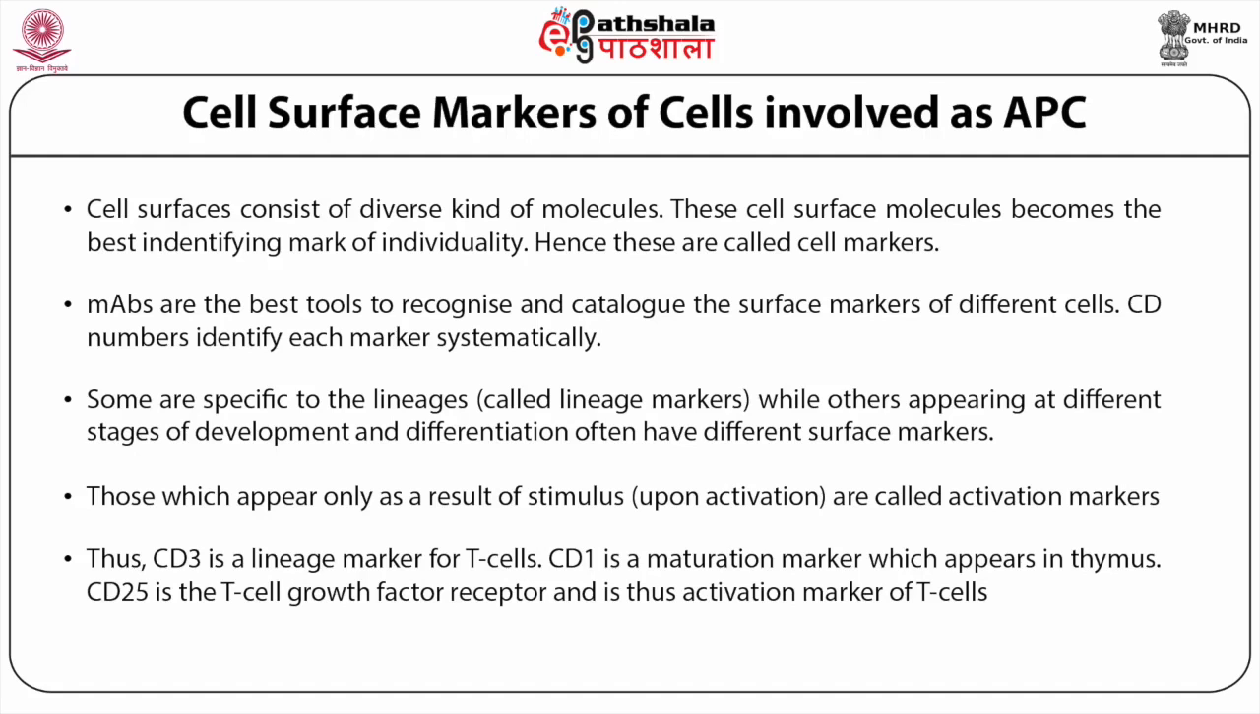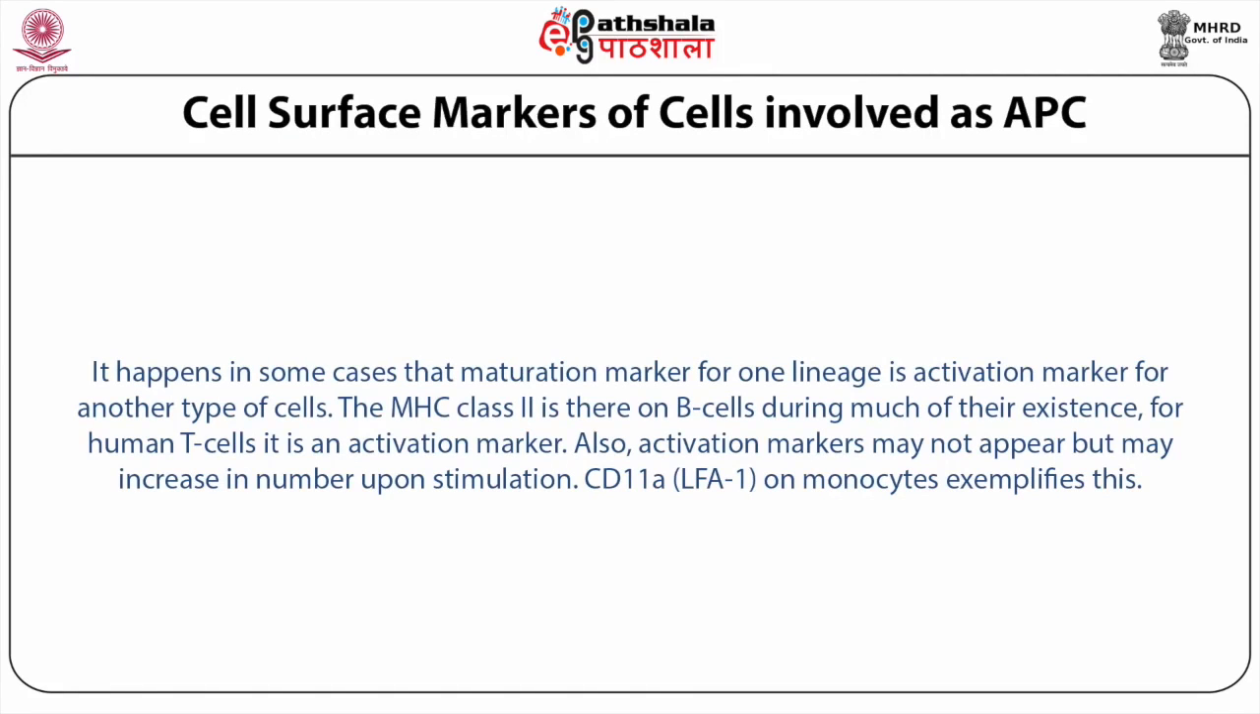Frequently, as happens with any nomenclature system, other names are also used which are more descriptive of the function of the molecule. For example, CD25 is also called interleukin 2 receptor. It happens in some cases that a maturation marker for one lineage is an activation marker for another type of cells. The MHC class 2 is there on B cells during much of their existence. For human T cells, it is an activation marker. Also, activation markers may not appear but may increase in number upon stimulation. CD11A or LFA1, as it is sometimes called, on monocytes exemplifies this.